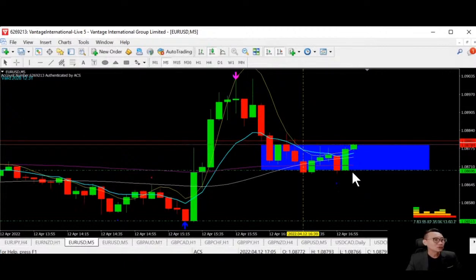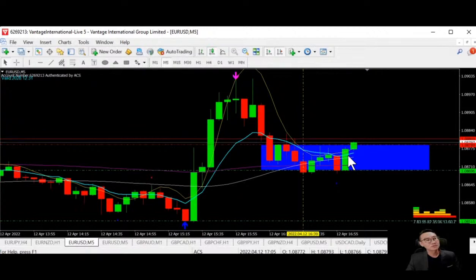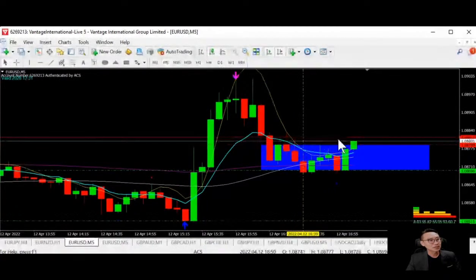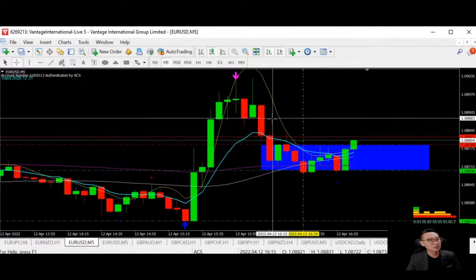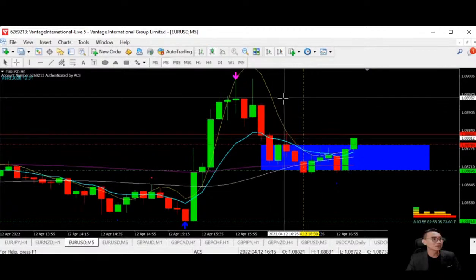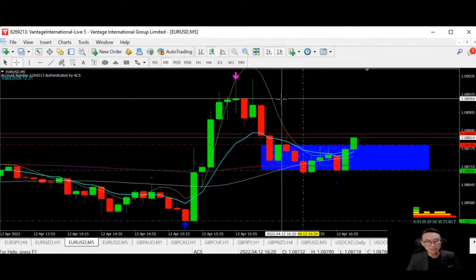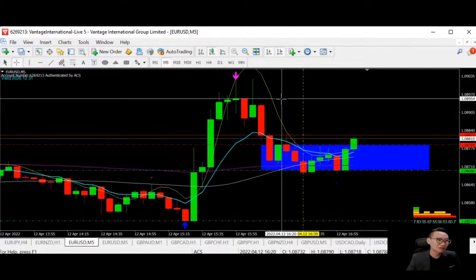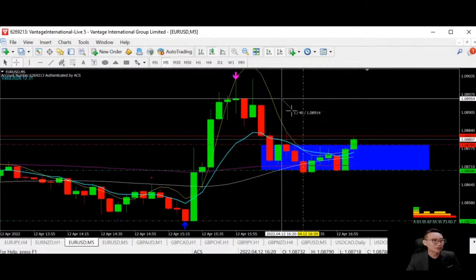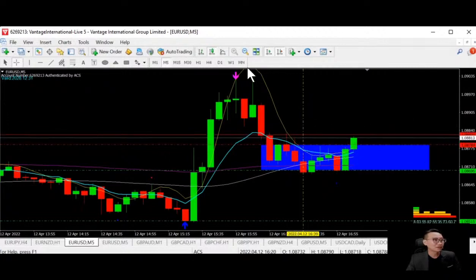Right now, as you can see, I'm looking at this, it's going to test the resistance. It's going to test the resistance. So very likely this will be the next level that we'll be looking at. Of course, this will be the maximum. You cannot go beyond this maximum level. This level is the main resistance throughout this whole area.